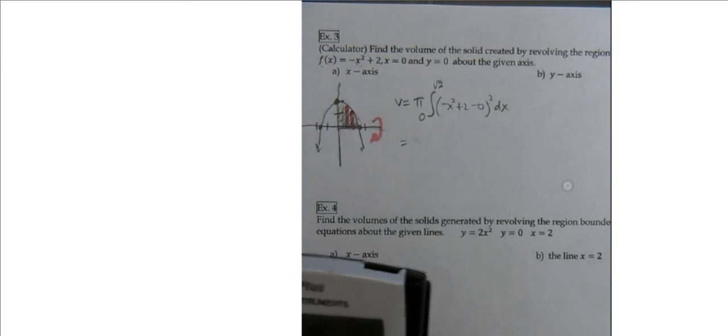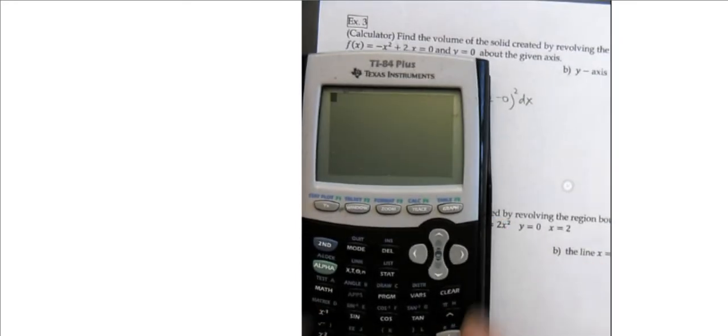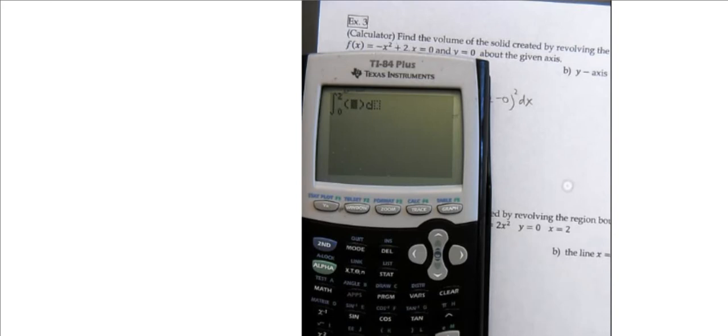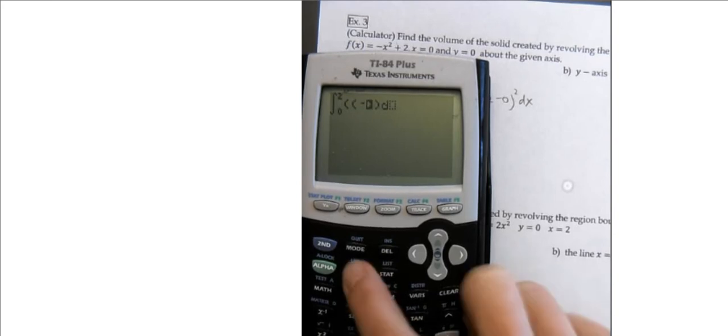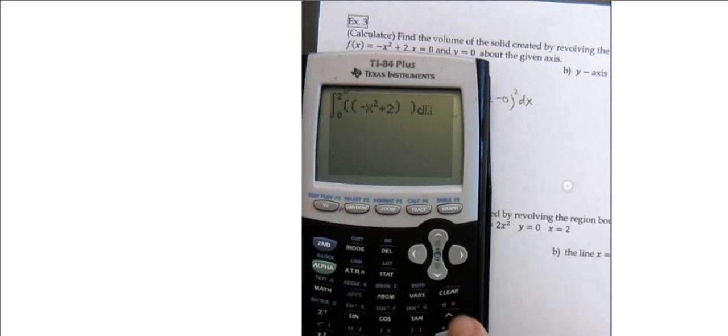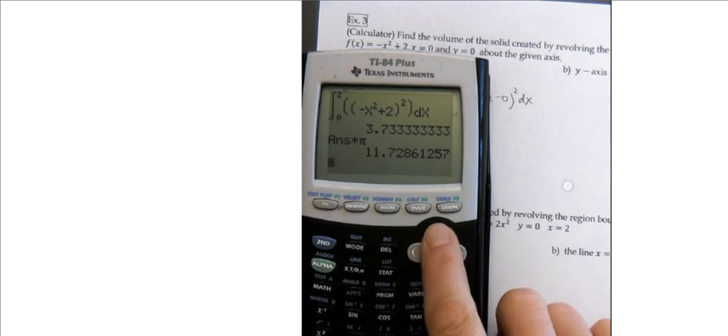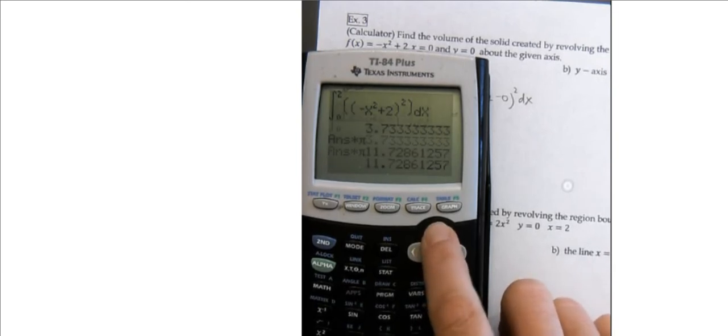So on this one, we can just type it in. We'll practice with that. Math 9. We're going from 0 to 2. And then what did we have? Negative x squared plus 2, all squared, dx. And then that gives us our integral, but remember we also had pi. So once we type pi in, let's see, did we type something in wrong? Oh yes, this went actually to root 2, not 2.